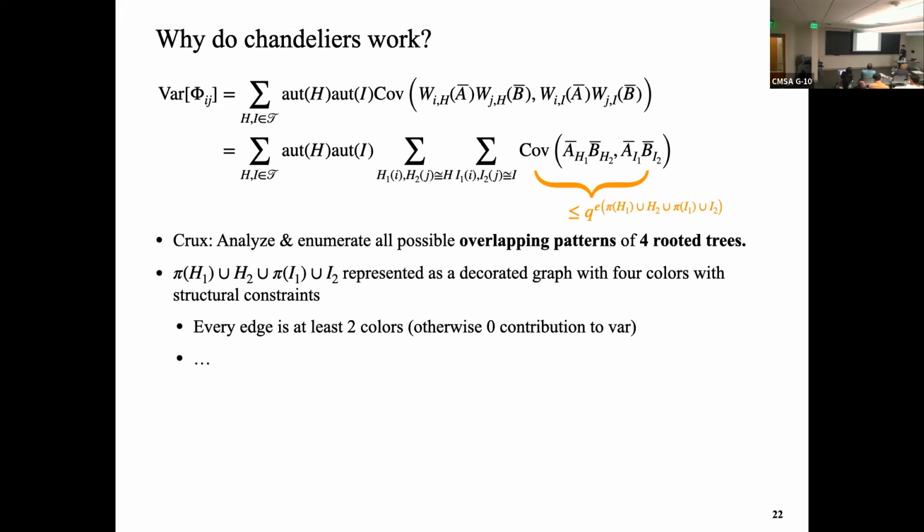The way you can understand this overlapping pattern is to represent it as a graph decorated with four colors, because there are four copies. And there's a lot of structural constraint that comes from the question of when this covariance is zero or not. For example, you can show that unless every edge has two colors at least, the contribution is zero. And then there's a lot of other things that you can use in enumeration.